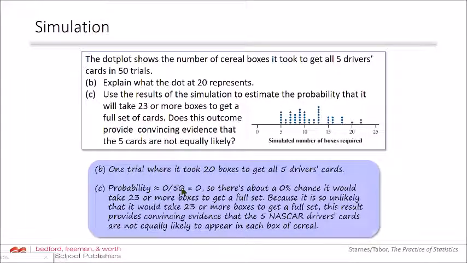0 out of 50 of these simulations gave us 23 or more boxes. So there's a 0% chance it would take 23 or more boxes to get a full set. Obviously that's super unlikely. It's impossible according to this simulation. So because it's so unlikely that it would take 23 or more boxes, this result provides convincing evidence that maybe those 5 NASCAR drivers' cards are actually not equally likely to appear in each box of cereal.